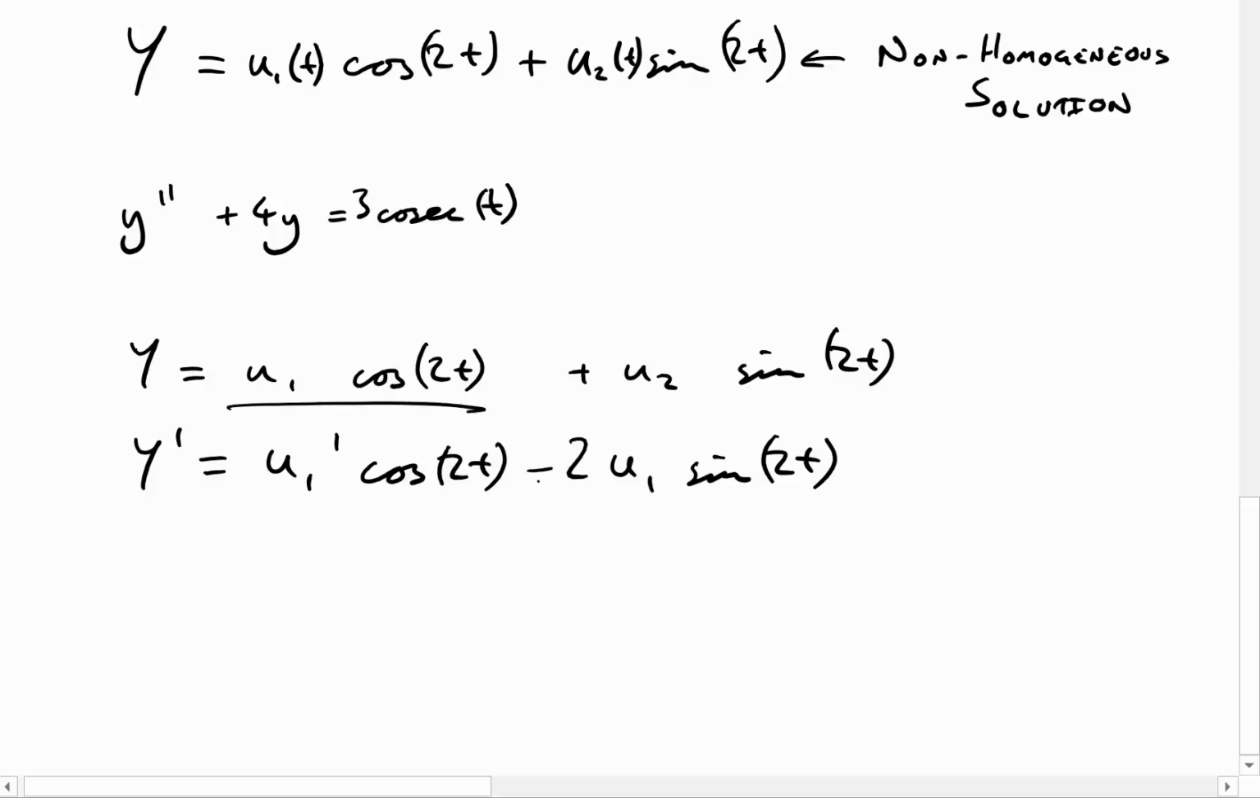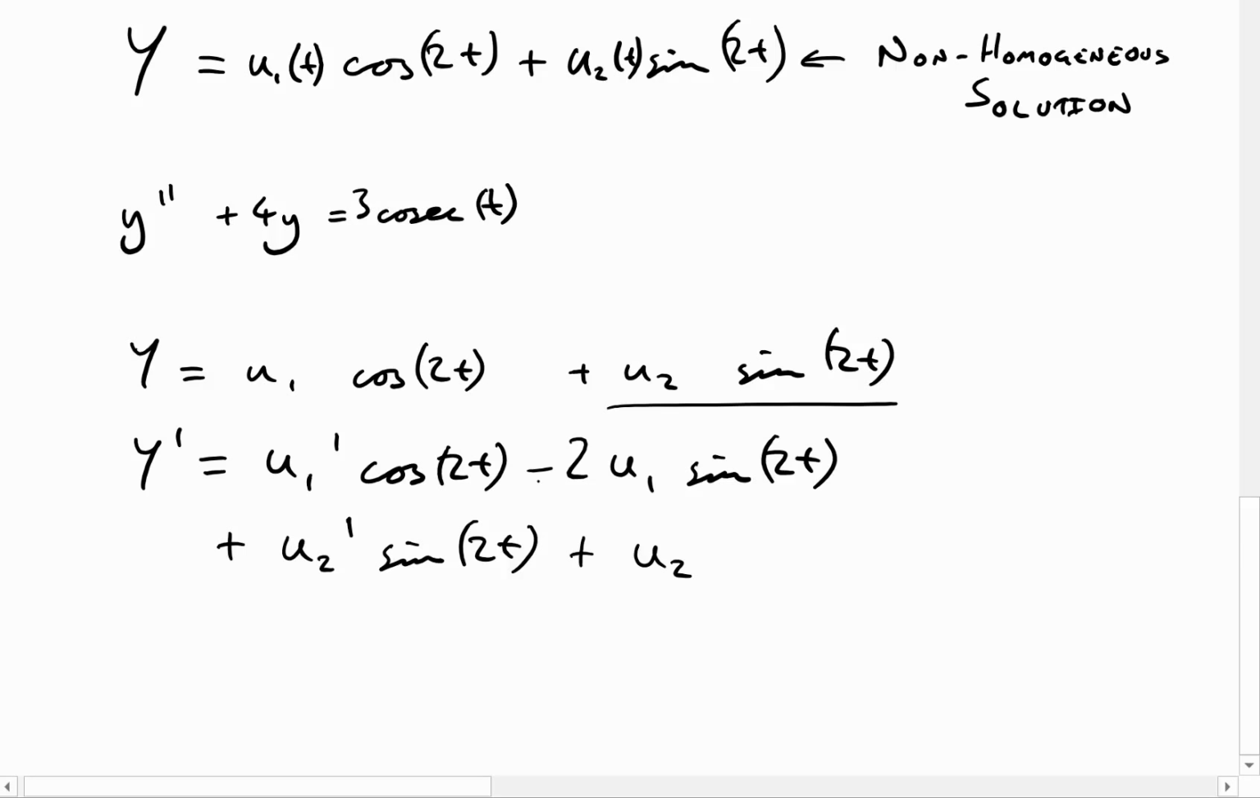So that's the derivative of that first thing, written down there, plus then the derivative of this thing here. So plus u2 differentiated, so u2 dash times sine 2t, plus the other way around. So plus u2 times the derivative of sine 2t, so it's going to be 2 cos 2t. So this is now my derivative of y.